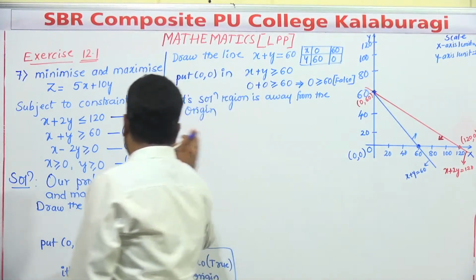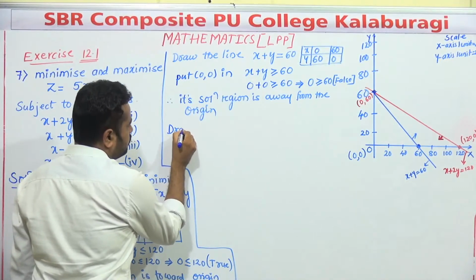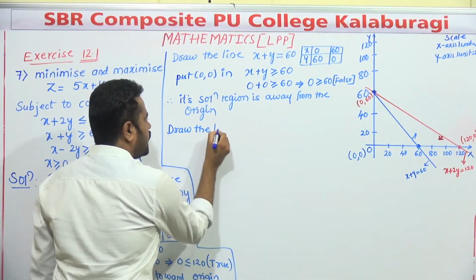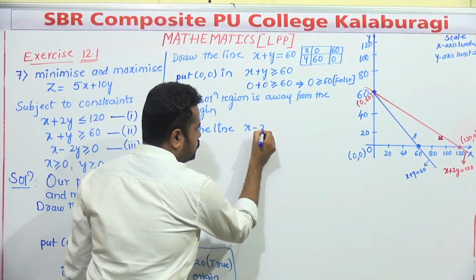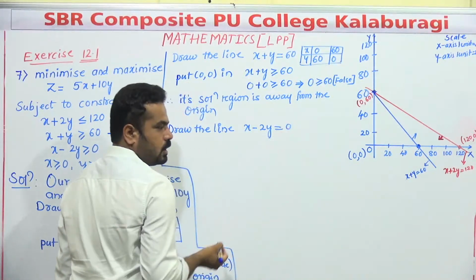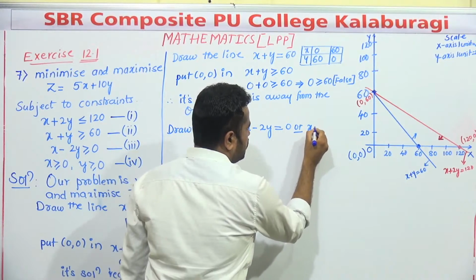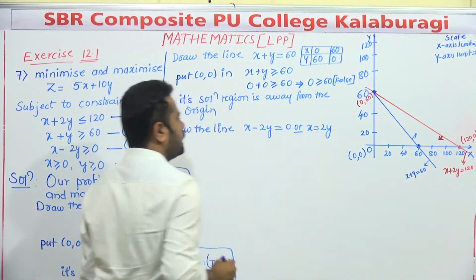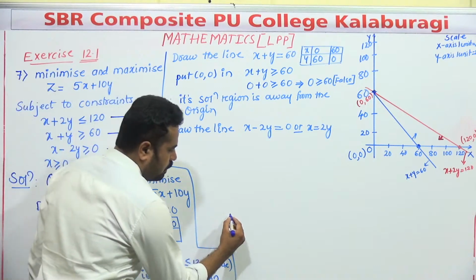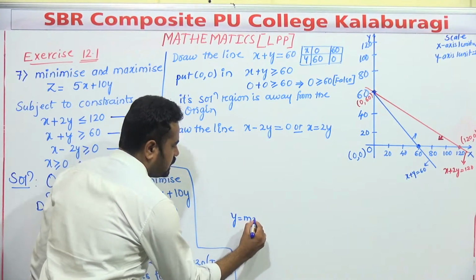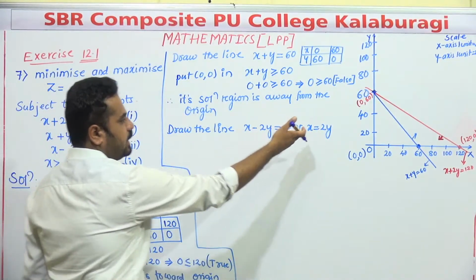Okay. Next, we have one more line here. Again, draw the line. Which line? x minus 2y equal to 0, or it can be taken as x is equal to 2y. And remember, I already told you, if any equation is in the form of y equal to mx, then it is a line passing through the origin. Therefore, this line is passing through the origin.